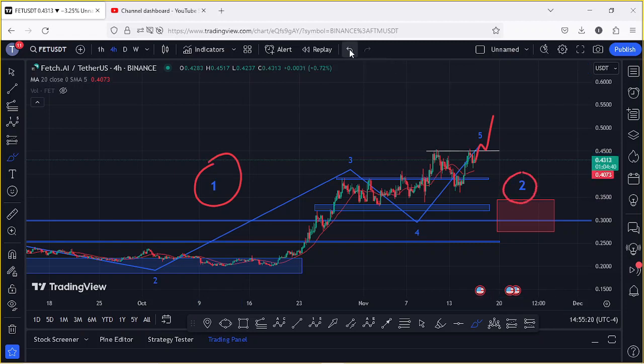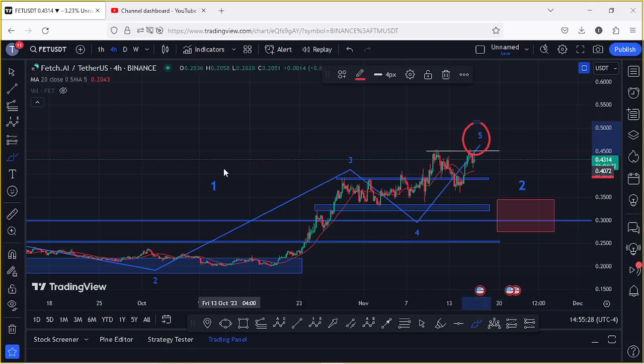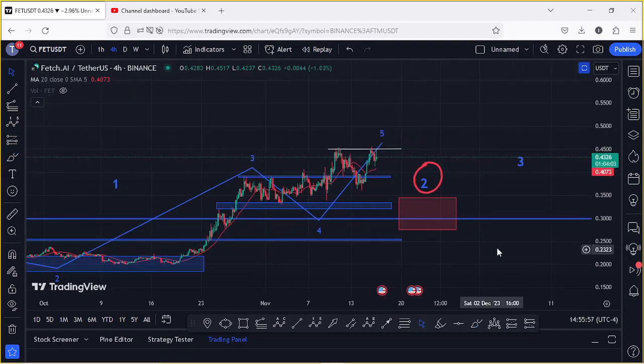The alternative scenario is that there are high chances that we now have a high in place in the formation of this wave 5, and we have now completed the formation of this larger Elliott wave count 1. Given that the market sentiment has started to shift, pointing to the downside, we can also expect such a movement here on the Fetch AI chart, suggesting that in the next coming hours we are going to see a bit of a pullback in the formation of this wave 2. And once you have a low in place for the second wave, we can expect another explosive move to the upper side in the formation of this wave 3.